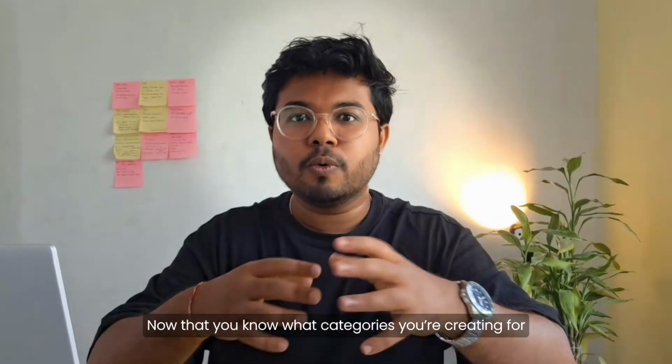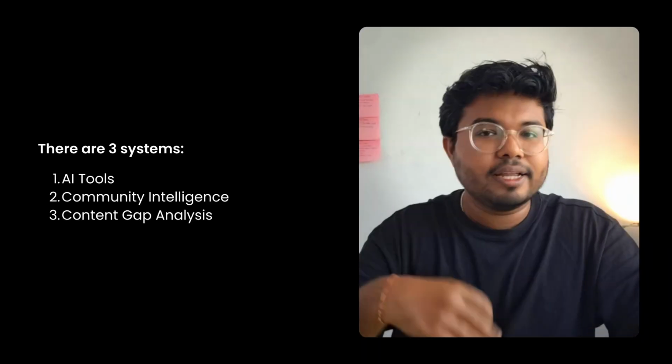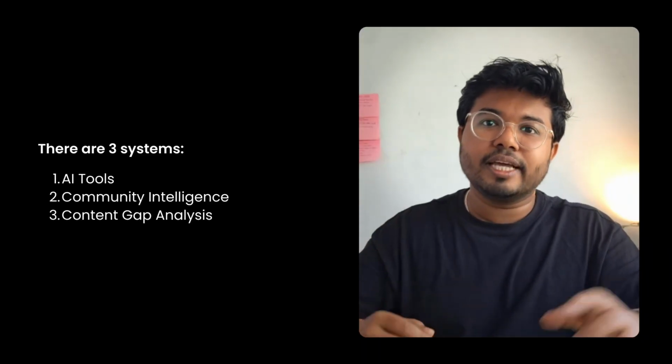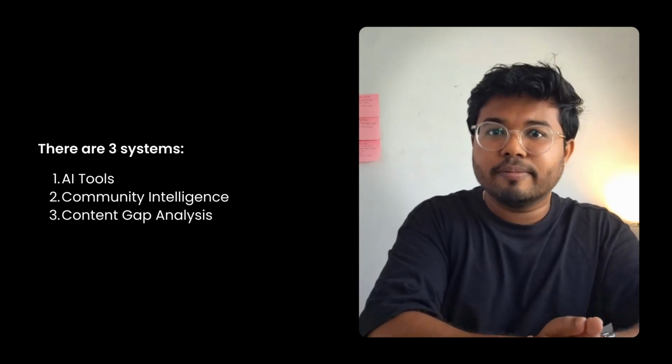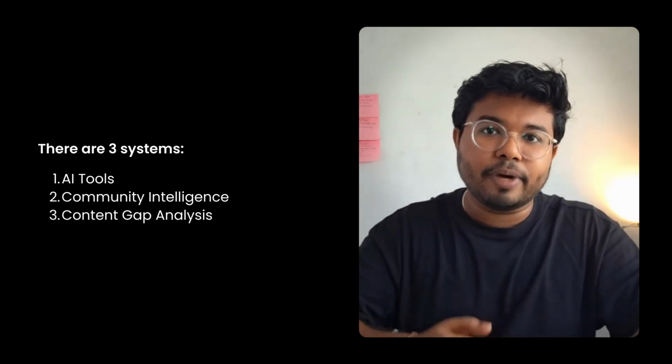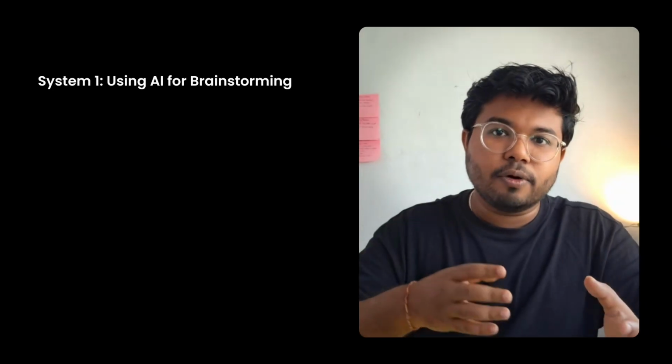Let's move on to part 2, the advanced idea generation. Now that you know what categories you are creating for, let's fill them with endless ideas. There are 3 systems to do this. First is AI tools like ChatGPT or Claude. Second is community intelligence such as Reddit, Quora, and comments. And third is content gap analysis. Let's go step by step. System 1 is using AI for brainstorming.